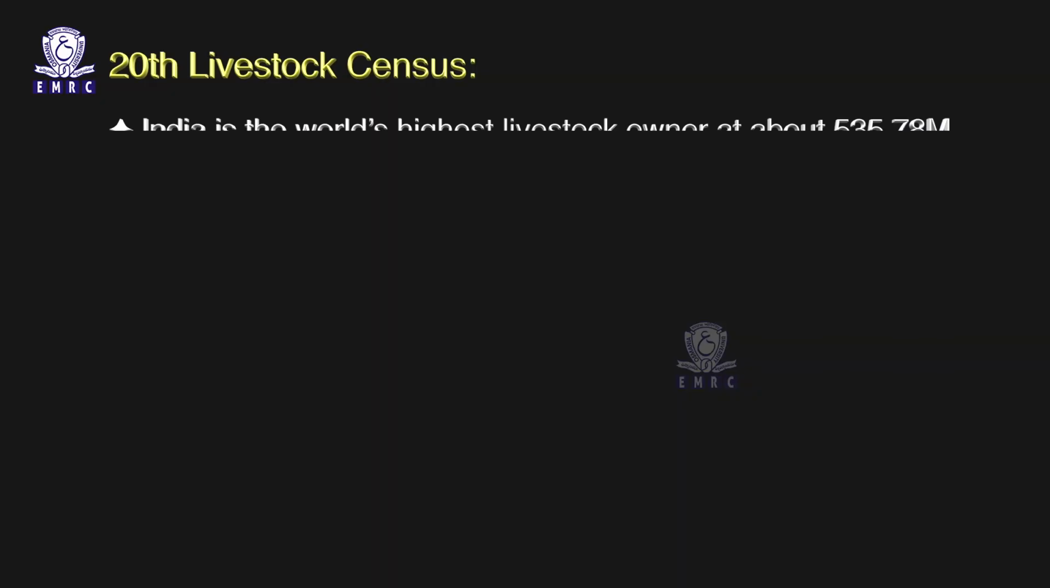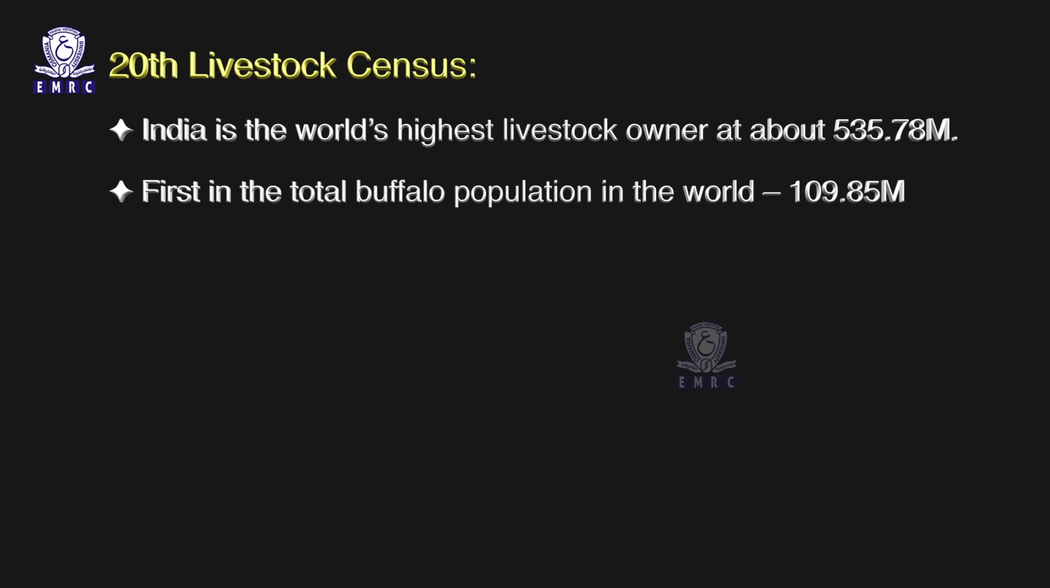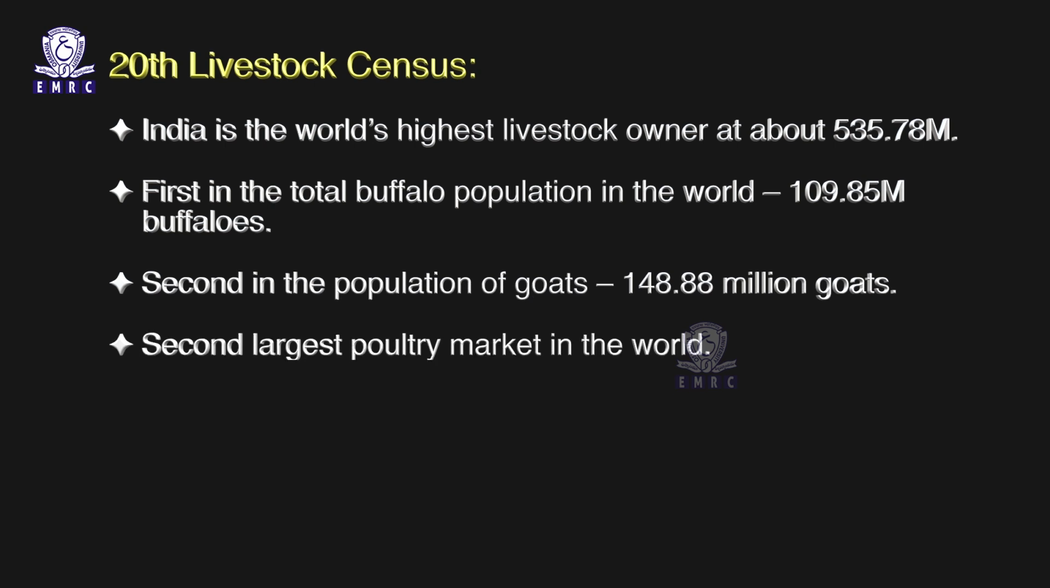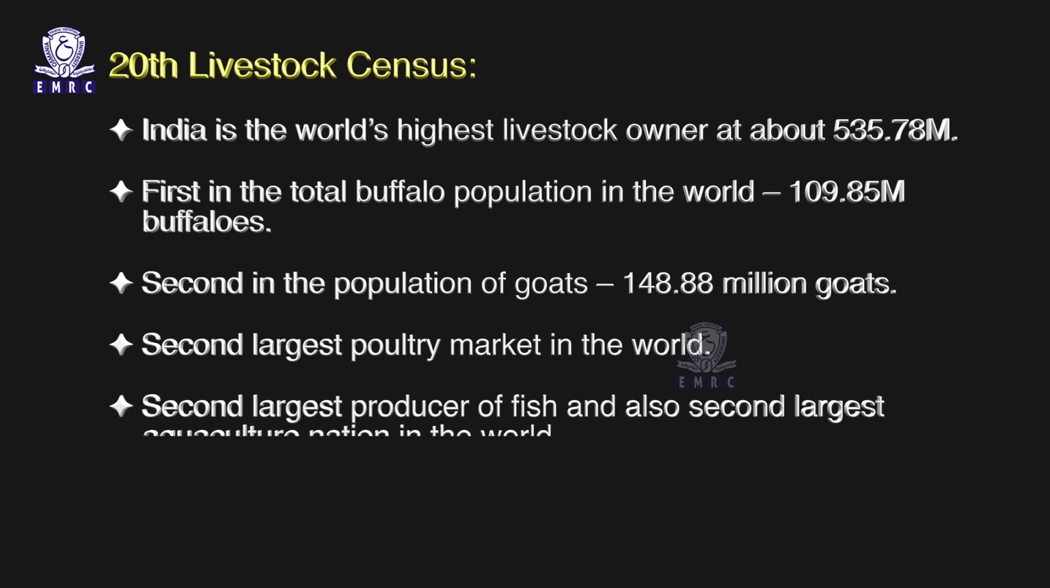Now let's look at the 20th livestock census. India is the world's highest livestock owner at about 535.78 million. First in the total buffalo population in the world, 109.85 million buffaloes. Second in the population of goats, 148.88 million goats. Second largest poultry market in the world.